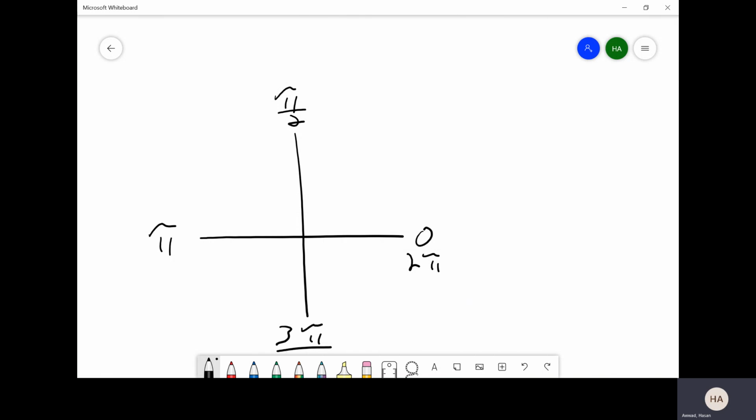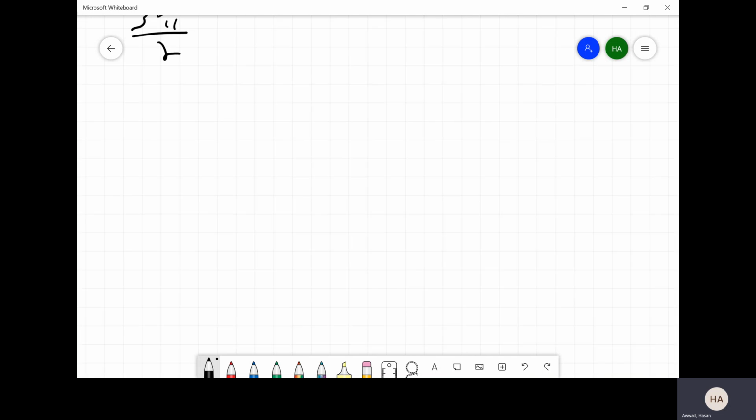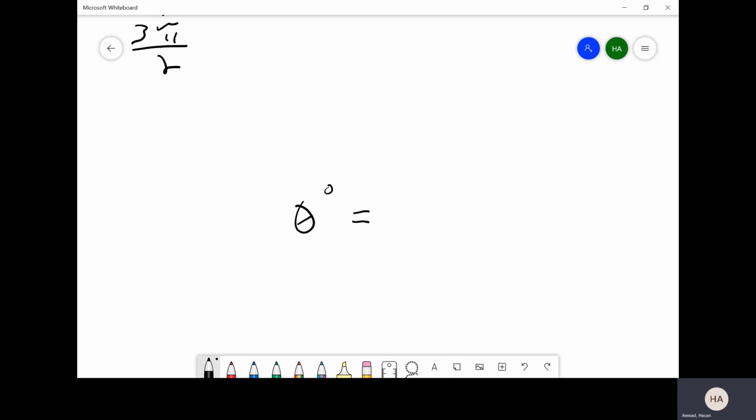So pi over 2, you're used to seeing it, as we just discussed, as 90 degrees. Well, how are we getting pi over 2? What is the conversion between degrees and radians? So the conversion is as follows. If we're given some angle in degrees, you convert it to radians by taking your angle and multiplying it by pi over 180. And this will give you your answer in radians.